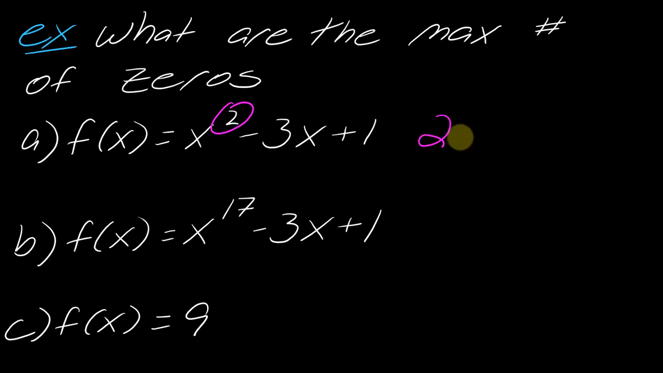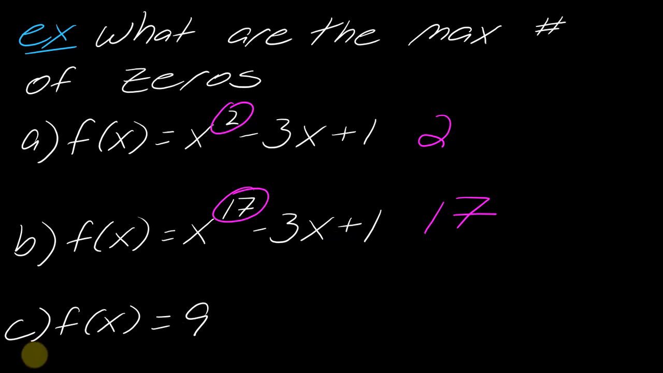Okay, so what about b? What is the max number of possible zeros for this function? Well, in this case, the degree is 17, so we could have up to 17 possible zeros. Now, we have to have at least one. It could be repeated 17 times. You could have some of those zeros repeat, so you might have less than 17 unique ones, but you're going to need to have at most 17.